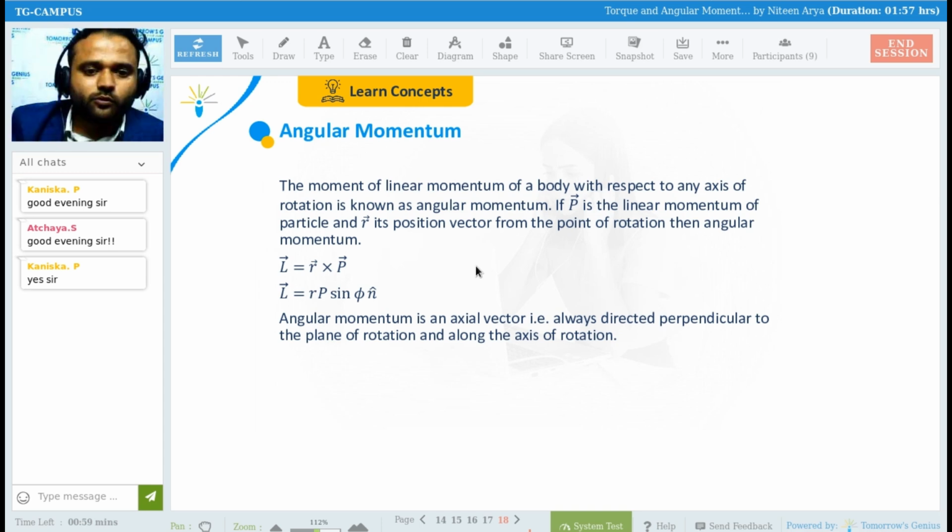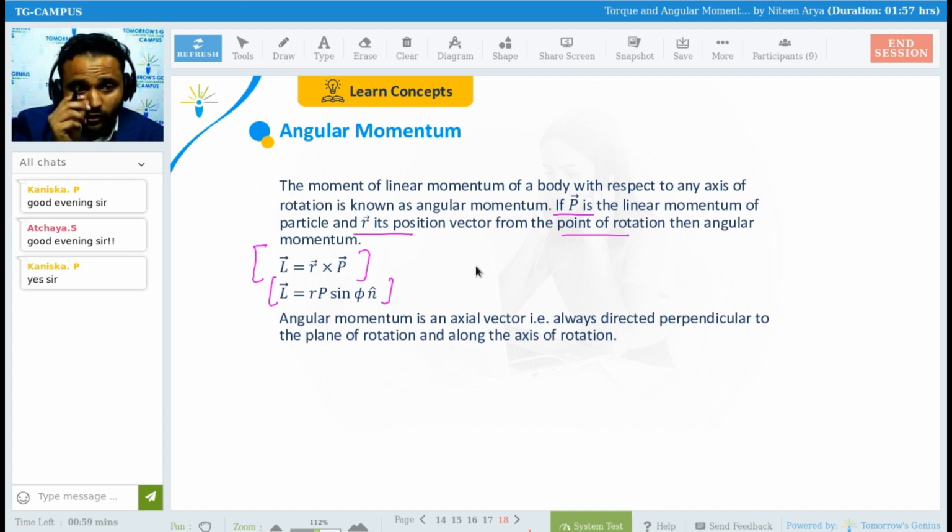Okay, so angular momentum: the momentum of a linear body with respect to any axis of rotation is known as the angular momentum. If P is the linear momentum of the particle and R its position vector from the point of rotation, then angular momentum L equals R cross P, and usually L equals R P sine phi n, where n is the direction of the angular momentum. Angular momentum is also known as an axial vector, always directed perpendicular to the plane of rotation and along its axis of rotation. I don't think I need to explain this axial vector again and again.